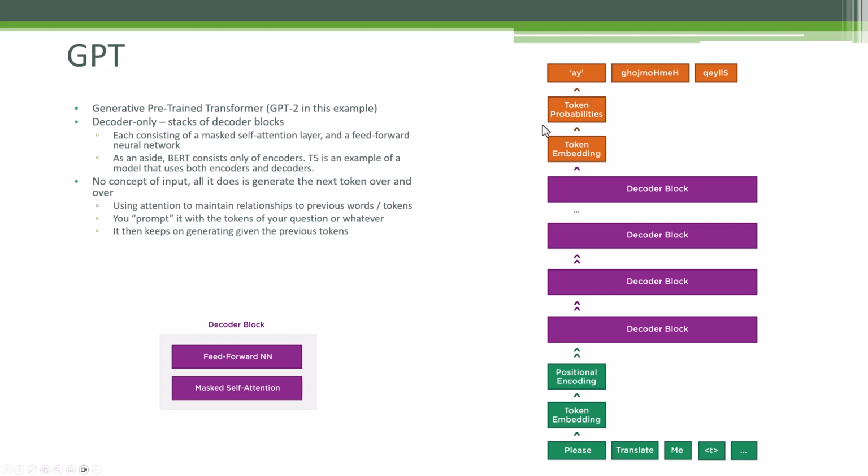So I guess that's Klingon for please, if there is such a thing. And then we do it again, right? So then we say please translate me translation token I, push it all through, and we get back the next word in our translation, whatever it is.